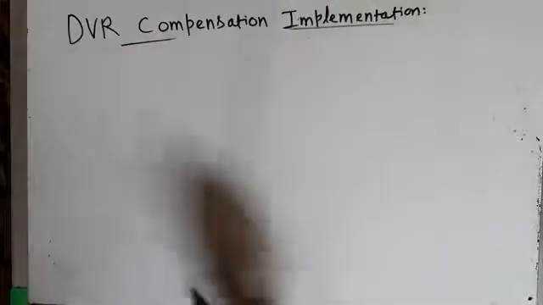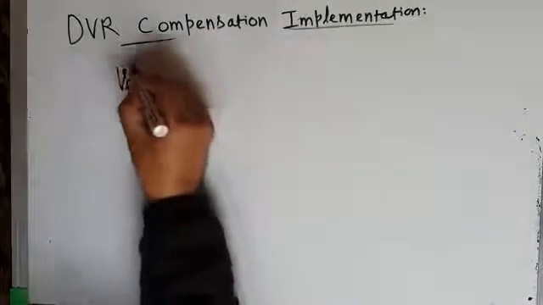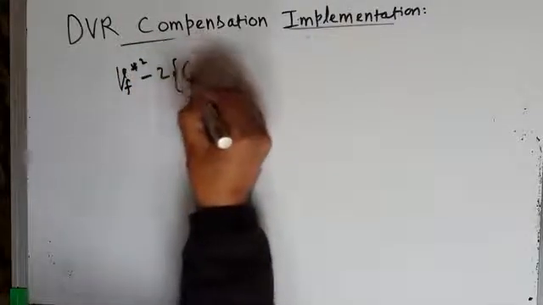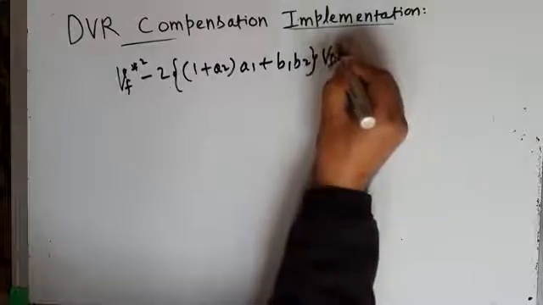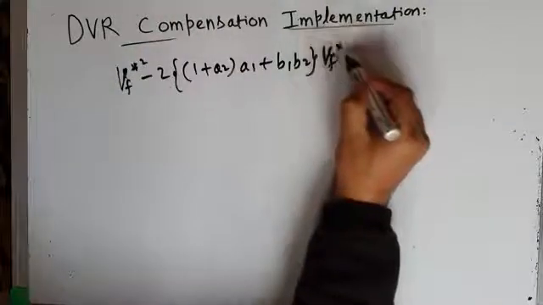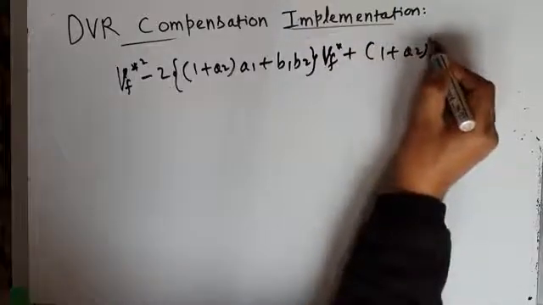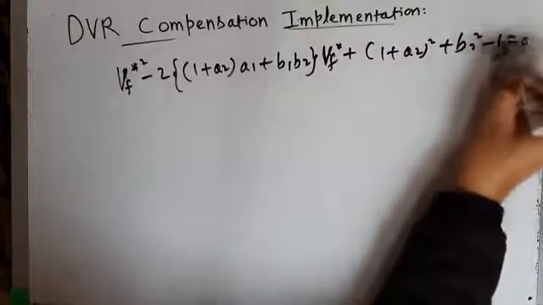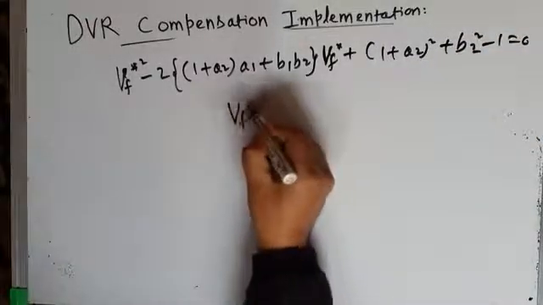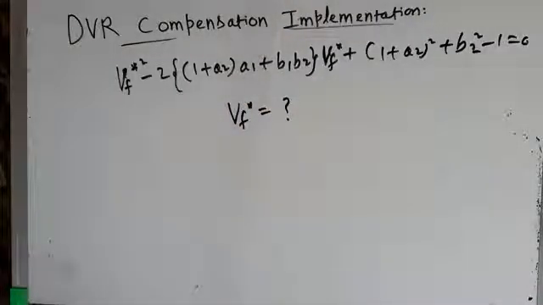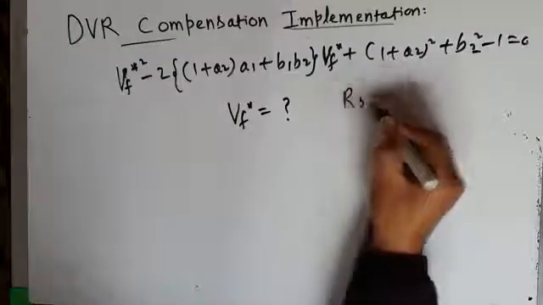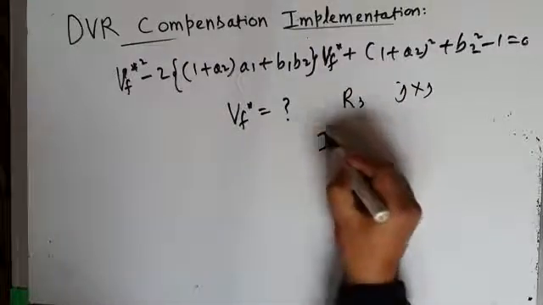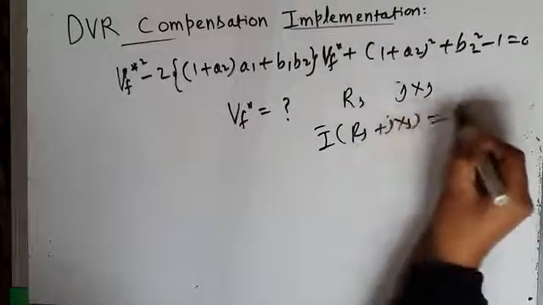Now before we go to the 3-phase system, let me tell you that when you find this Vf, for example, from Vf star squared minus 2 into (1 plus A2 into A1 plus B1 into B2) into Vf star plus (1 plus A2) whole squared plus B2 squared minus 1 equal to 0, this is capital Vf, not small vf. When you find Vf star from this quadratic equation, the reference filter voltage, you need full information of the system. You need the information about the feeder resistance and the feeder reactance, because you know I into (Rs plus jXs) is equal to A2 plus jB2.